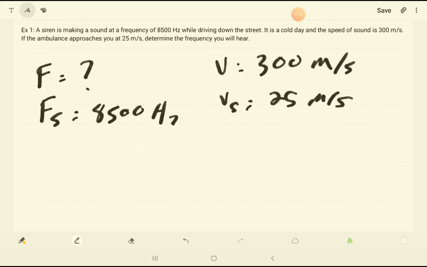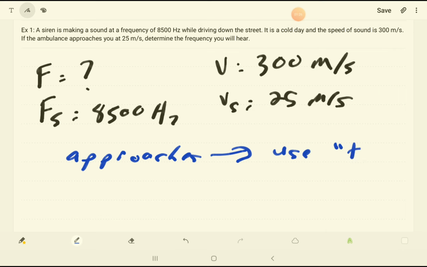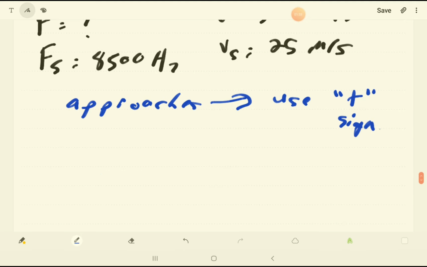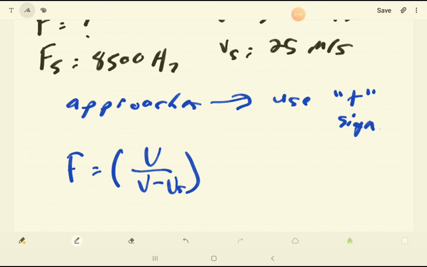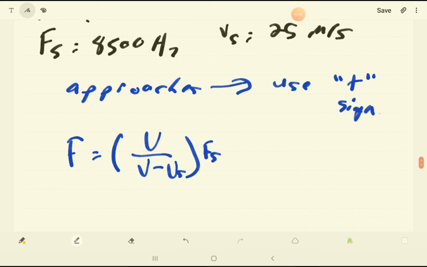Now, it says that it's moving towards you, right? It approaches you. So, since it approaches, we're going to write that word, approaches. Then we're going to use the plus sign. Okay, so we're going to go F is equal to, this is what we're trying to find, V divided by V minus Vs, multiplied by the true frequency of the source.